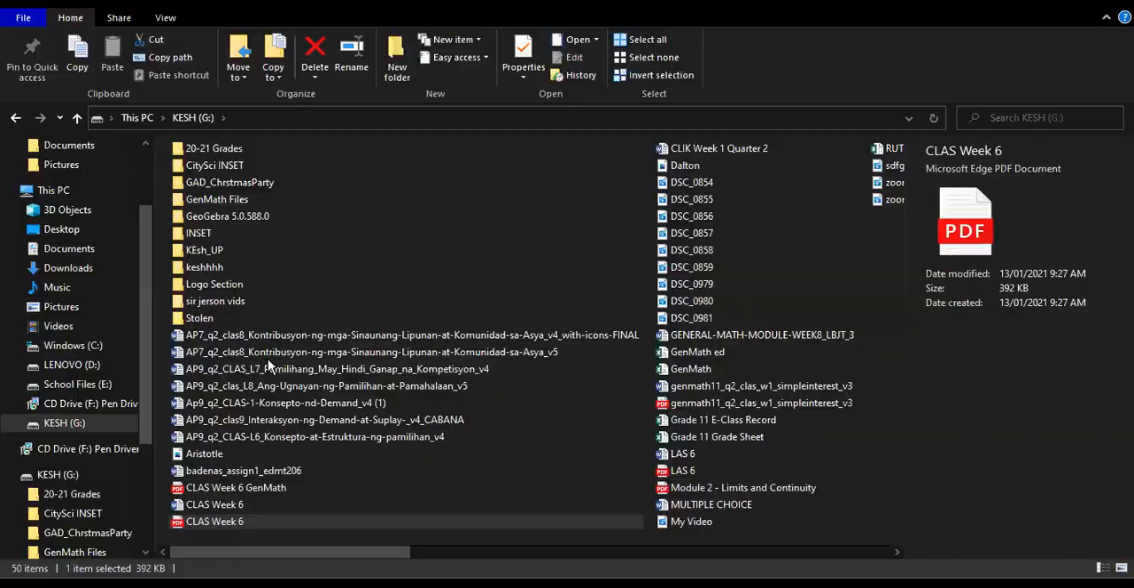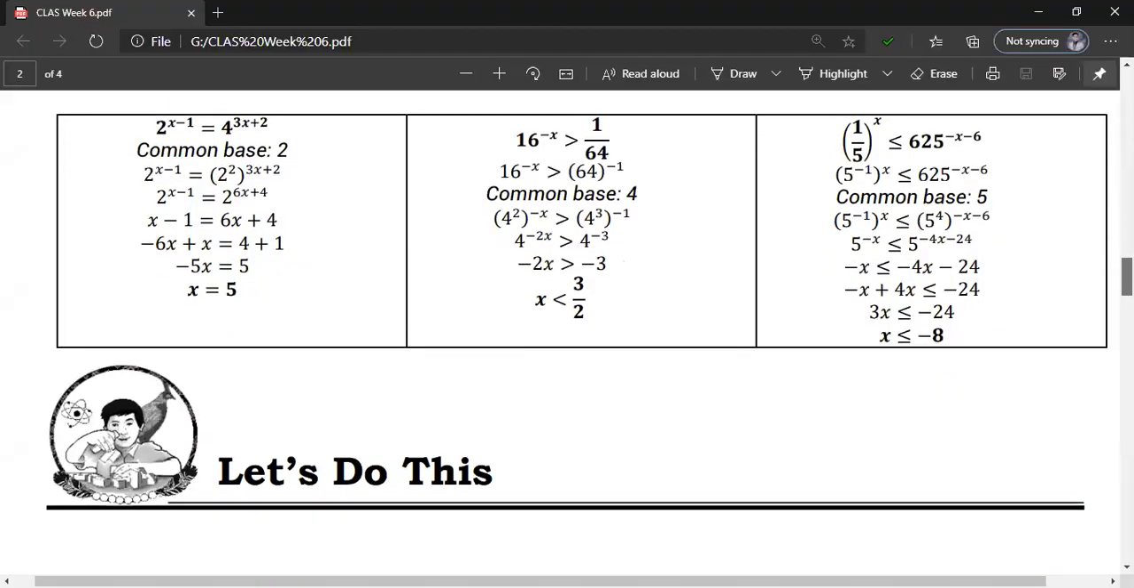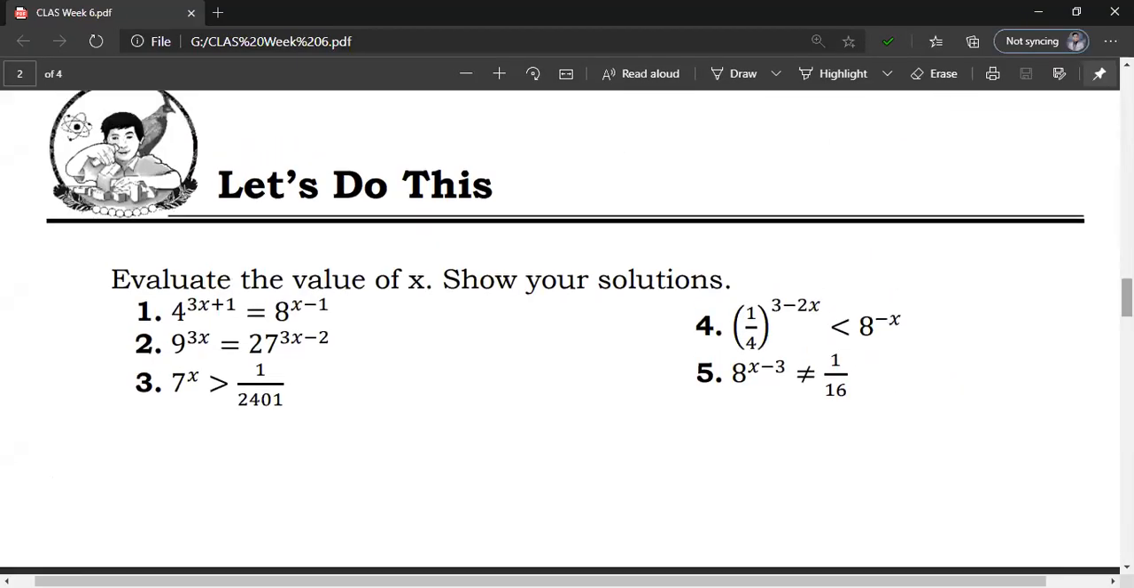Going back to our class, meron po tayo ditong let's do this. Paki-check po dyan yung number 5 kasi may typo error dyan, yung nakuha nyong hard copy. Kasi dapat yan, 8 raised to 2x minus 3. Yung 3 na sa taas dapat. Dito sa let's do this class, I don't require to submit this, kasama ng let's practice.